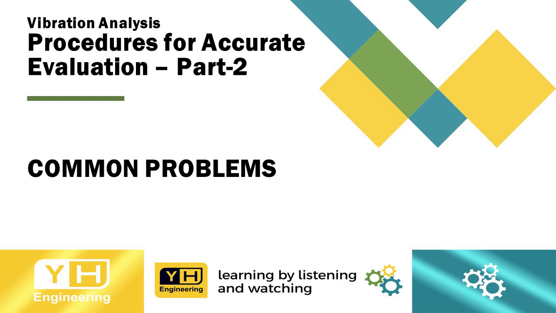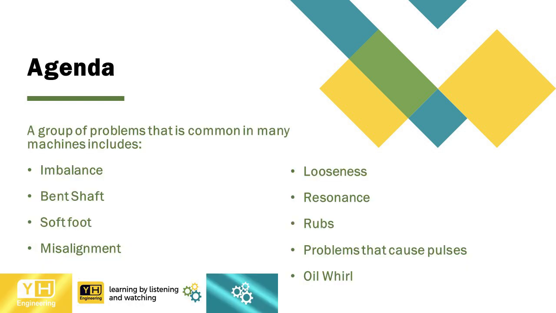Vibration analysis. Procedures for accurate evaluation of machinery condition. Part 2. Common problems. A group of problems that is common in many machines includes imbalance, bent shaft, soft foot, misalignment, looseness, resonance, rubs, problems that cause pulses, and oil whirl.